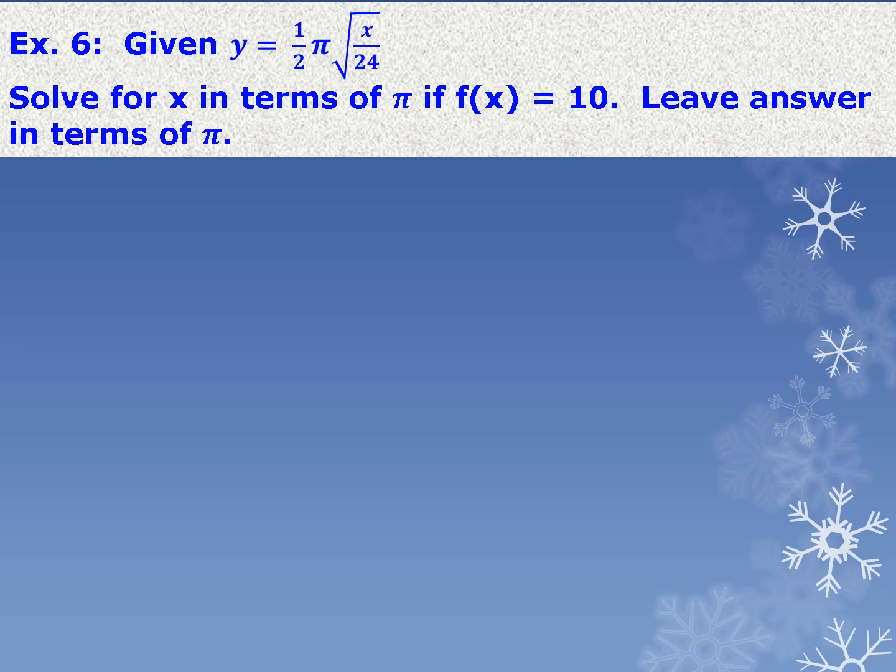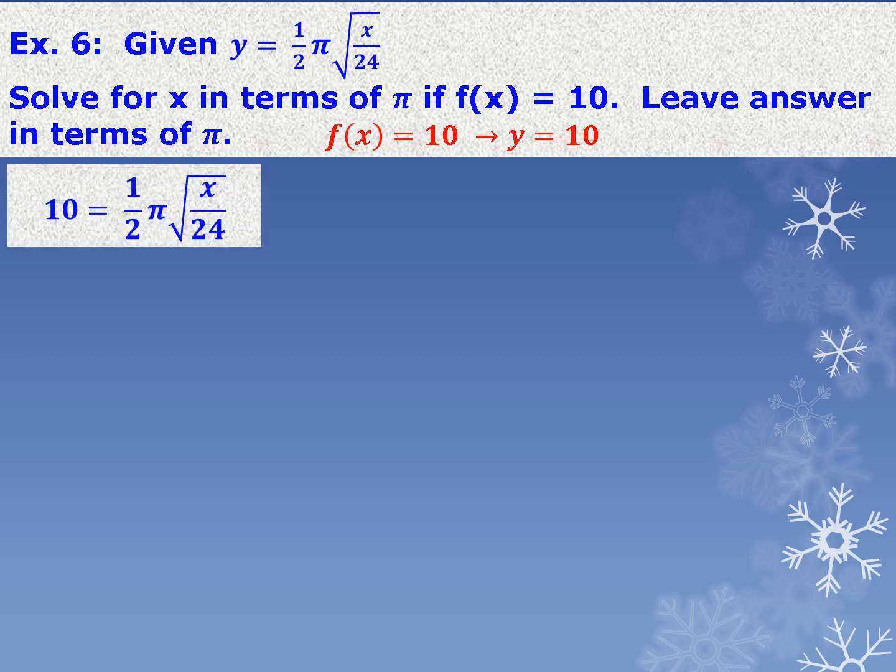So they want us to use the given equation, y equals 1/2 times pi times the square root of x over 24. We want to solve for x in terms of pi if f of x equals 10. Leave our answer in terms of pi. Well, f of x equals 10. Remember that means y is equal to 10. f of x and y are the same thing. So I'm going to sub in 10 for y.